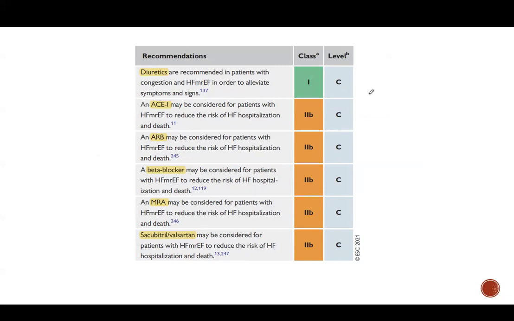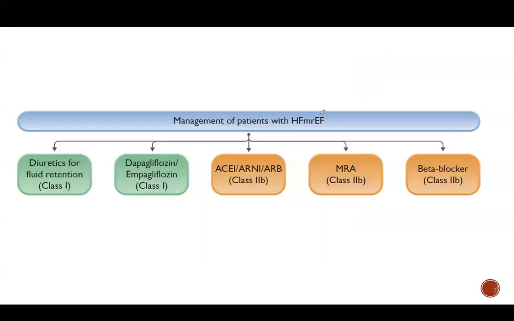So all these drugs were class 1 recommendation. That is, they have to be used compulsorily in heart failure with reduced ejection fraction. That is, if the EF is less than 40%, you have to definitely use them here. However, if the EF is between 40 to 50, it depends upon the clinician whether to use them or not. So it is a class 2B recommendation here.